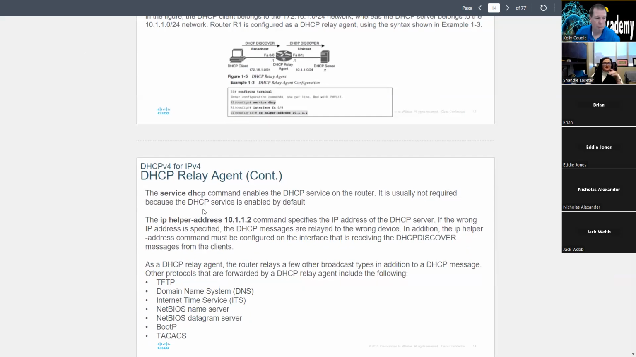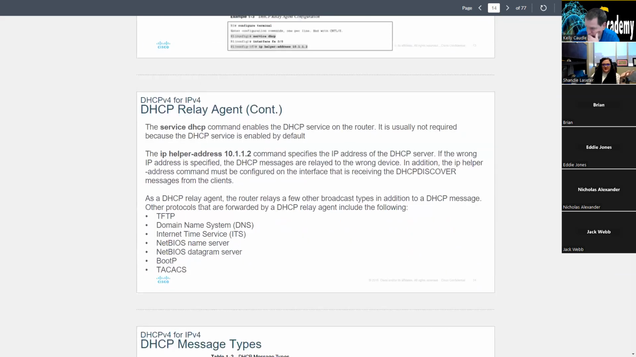I have a question real quick. Shoot. So this is probably from a different class that I've missed. But the IP helper address, when you put that in, I know that it will relay DHCP messages across, but it also says that it can do all of the rest. Do I have to do something different than just put an IP helper in?